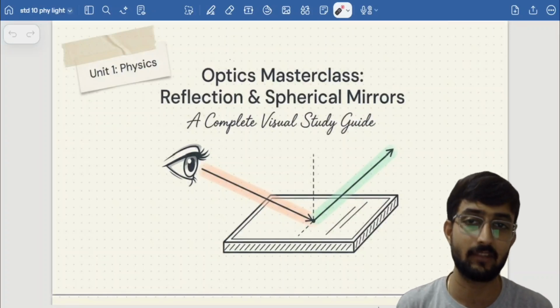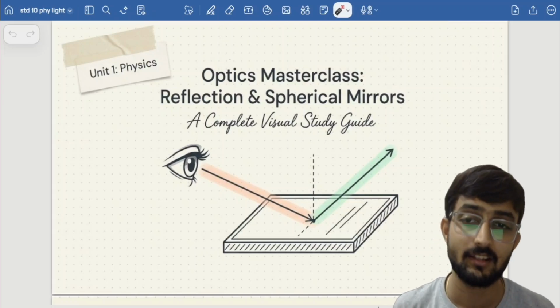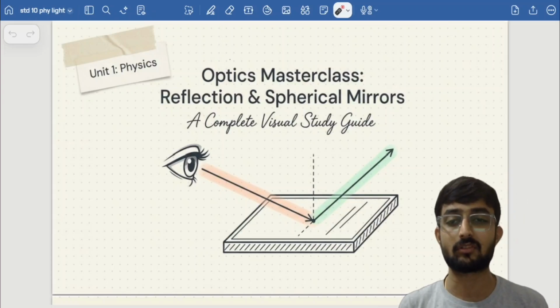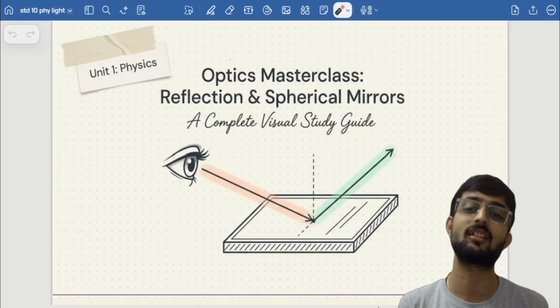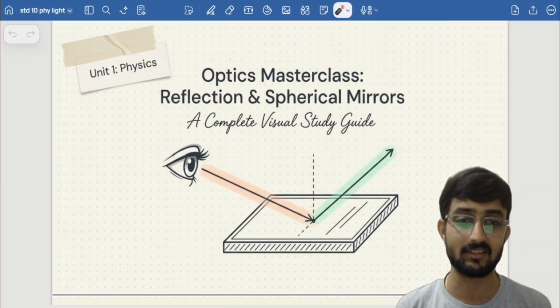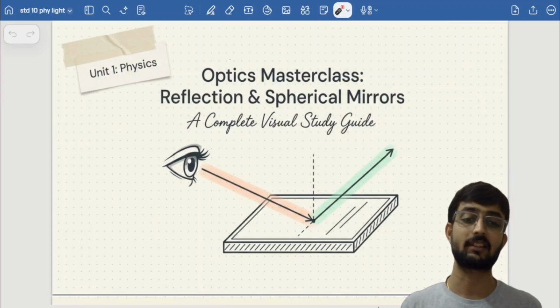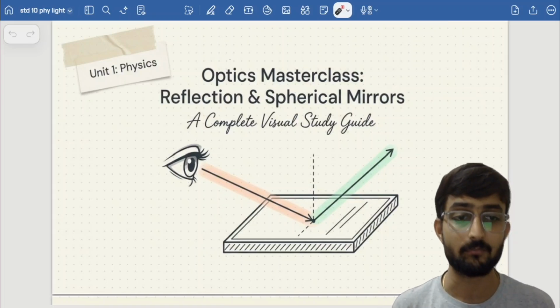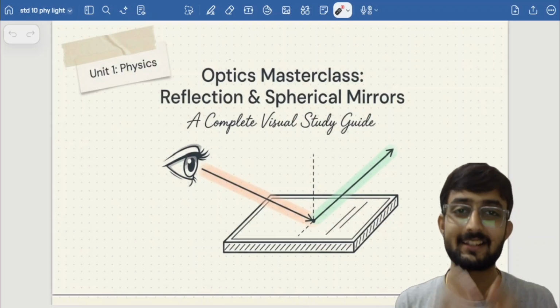Today we are deep diving into a fascinating branch of physics called optics. Look at the image on your screen. Every time you gaze into a mirror in the morning, fix your hair or see a reflection on a calm lake, you are interacting with a law of nature. Today we are going to master exactly how light behaves when it hits different types of surfaces, transitioning from flat plane mirrors to curved spherical surfaces. Let's get started.